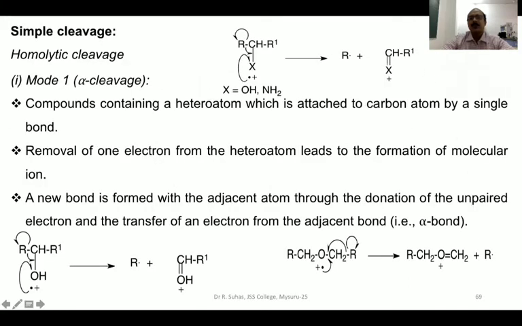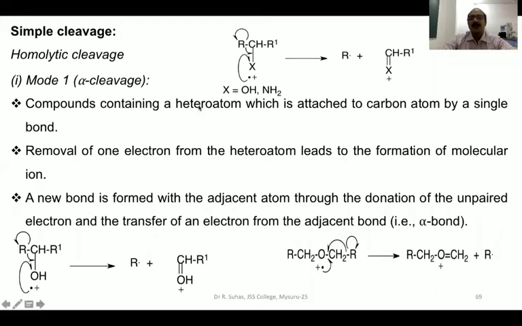Fragmentation can also be called by the name cleavage. In cleavage, we have the first one, simple cleavage. Under simple cleavage, we have to study homolytic cleavage. Homo means same, lytic means breakdown. Same breakdown cleavage. Under that we have three categories: mode 1, mode 2 and mode 3. Here is the first case, that is mode 1. It is also called alpha cleavage. It is very simple. Whatever is alpha to the functional group, that bond will be cleaved off. That is called alpha cleavage.